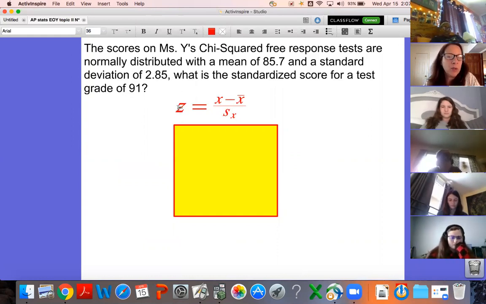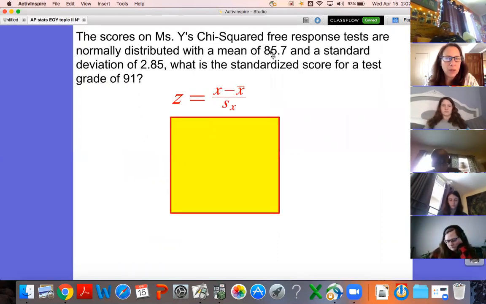So remember your z-score formula is x minus mean over standard deviation. X is the value we're testing. We're testing the 91. And the mean is 85.7 and the standard deviation is 2.85. So if I'm testing those values and I want a z-score, first of all, should it be positive or negative? If I'm testing the number 91 and my mean is 85, should I have a positive z-score or a negative z-score?